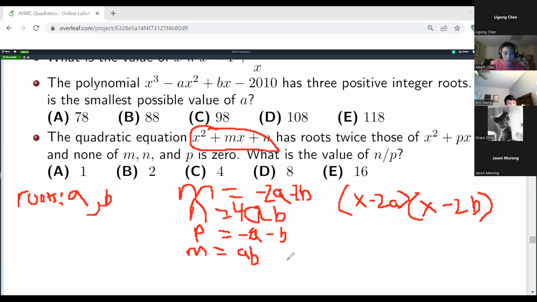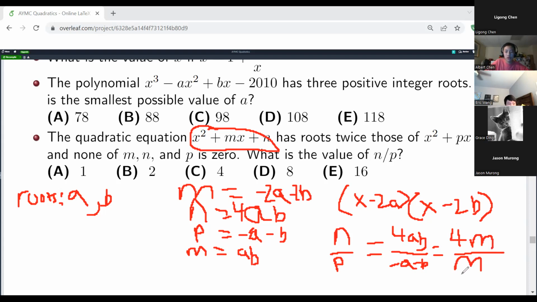So now we know that n over p is equal to 4ab over negative a minus b, which is equal to 4m over m over 2, because as we notice, 1/2 m is negative a minus b, and four times m, or 4n, is equal to 8. So our answer is D, which is 8.